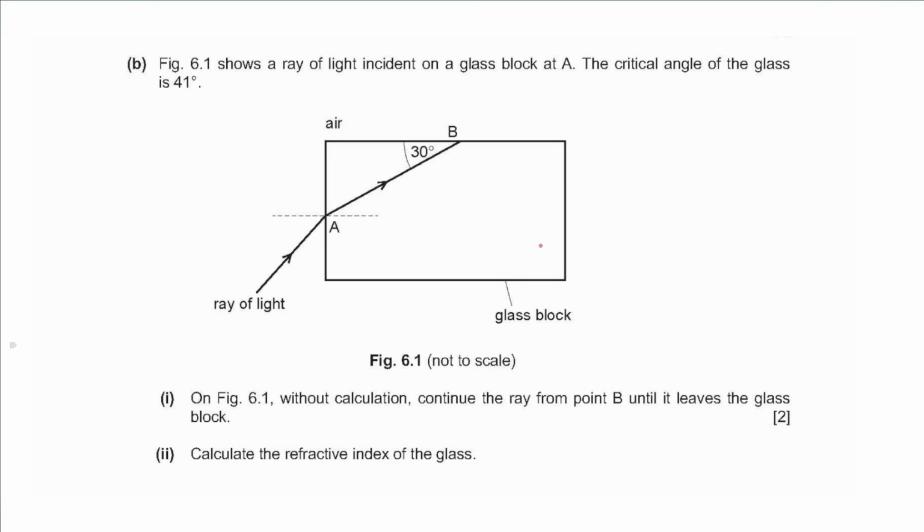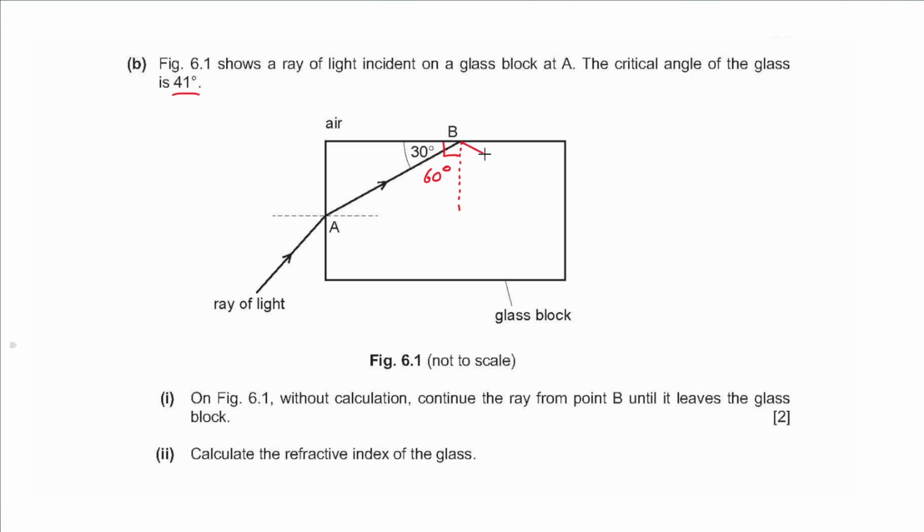B says figure 6.1 shows a ray of light incident on a glass block at A. The critical angle of the glass is 41 degrees. On figure 6.1, without calculation, continue the ray from point B until it leaves the glass. Here we need to know the angle of incidence between the normal and the ray. So we subtract 30 from 90, that gives us 60 degrees. So the ray will actually be totally internally reflected because the angle 60 is greater than 41, the critical angle.